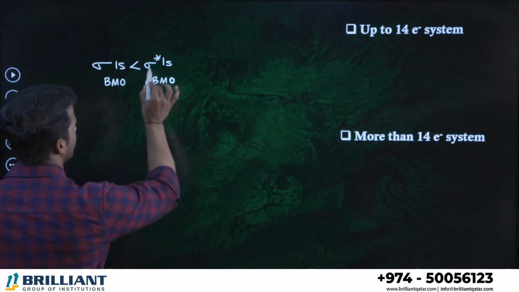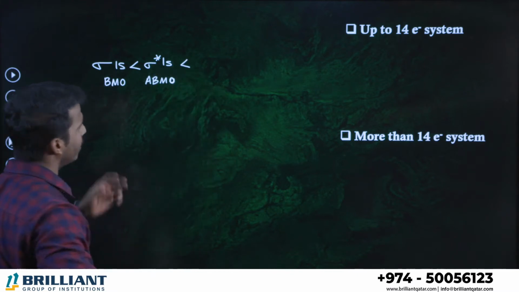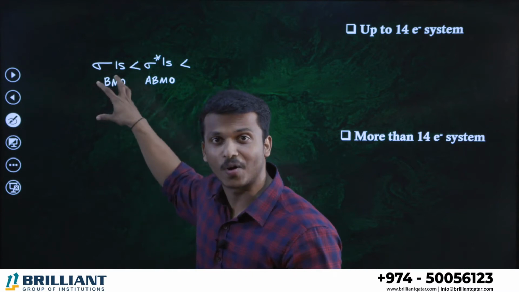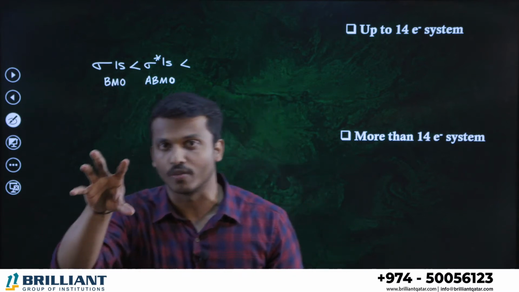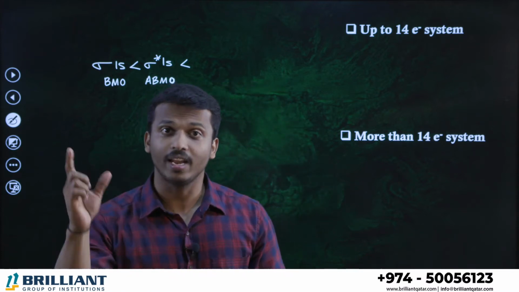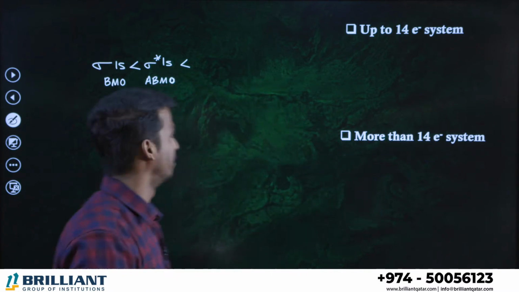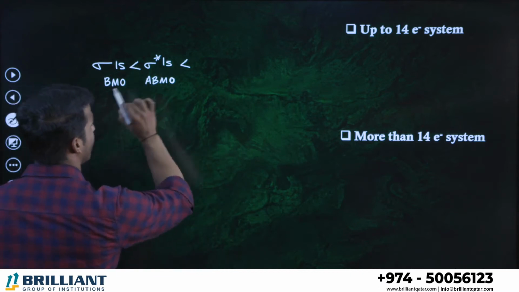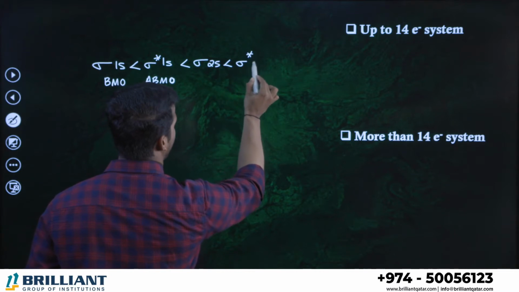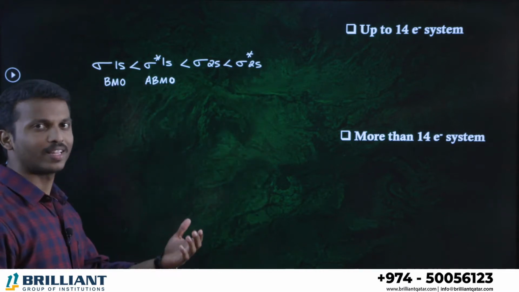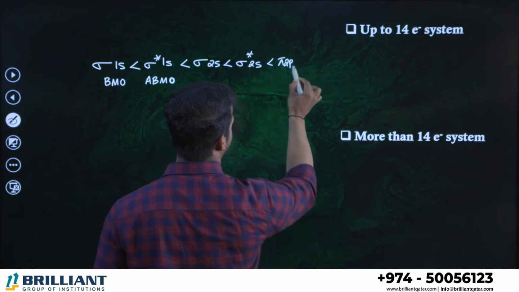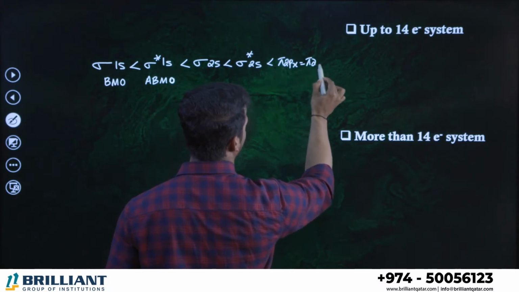Sigma 1s, sigma star 1s. Why are we writing the less-than symbol? Each of them is a molecular orbital. Sigma 1s is one molecular orbital, and sigma star 1s is the other molecular orbital. We are writing in increasing order of energy. So sigma 1s, sigma star 1s, we have sigma 2s, sigma star 2s. After that, we are writing a special one, pi 2px equal to pi 2py.